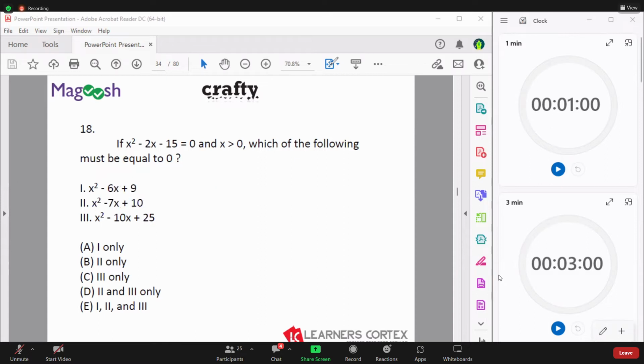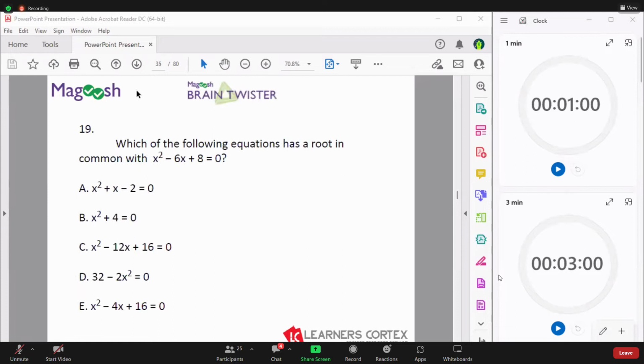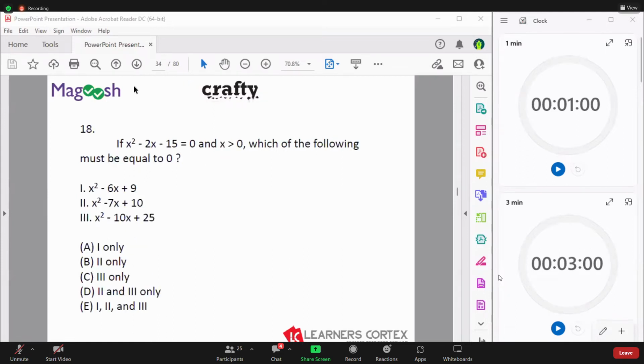You do not have to necessarily solve the equations to find the roots. You can just have a look at the constant as well. That would also help you find the answer. So option D would be the answer. Anyone who still wants an explanation about this question?